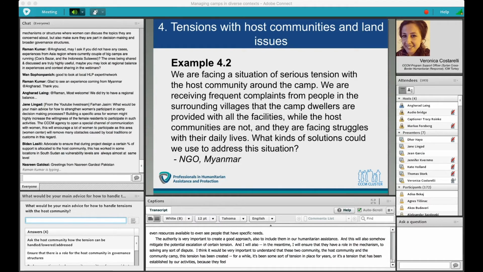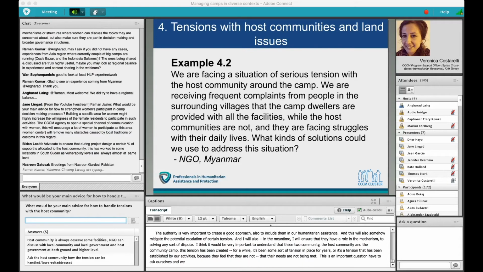This is a very important question that we need to ask ourselves, and we need to advocate with the cluster, with OCHA, but also with donors, that sometimes we need to include those people in our activities. We cannot just leave them out of humanitarian assistance.